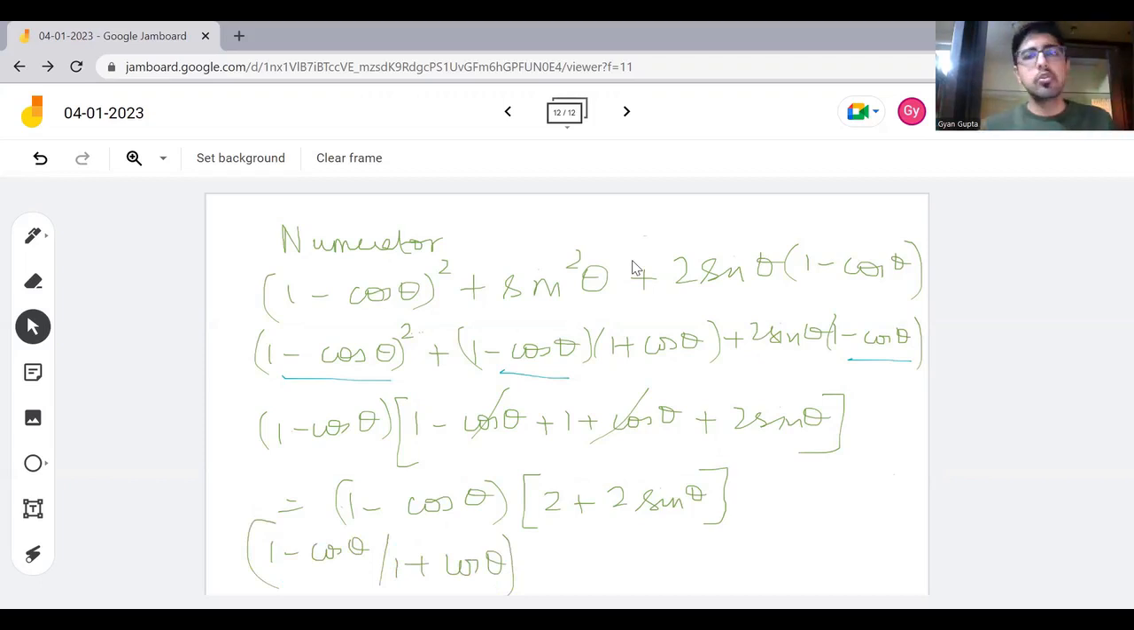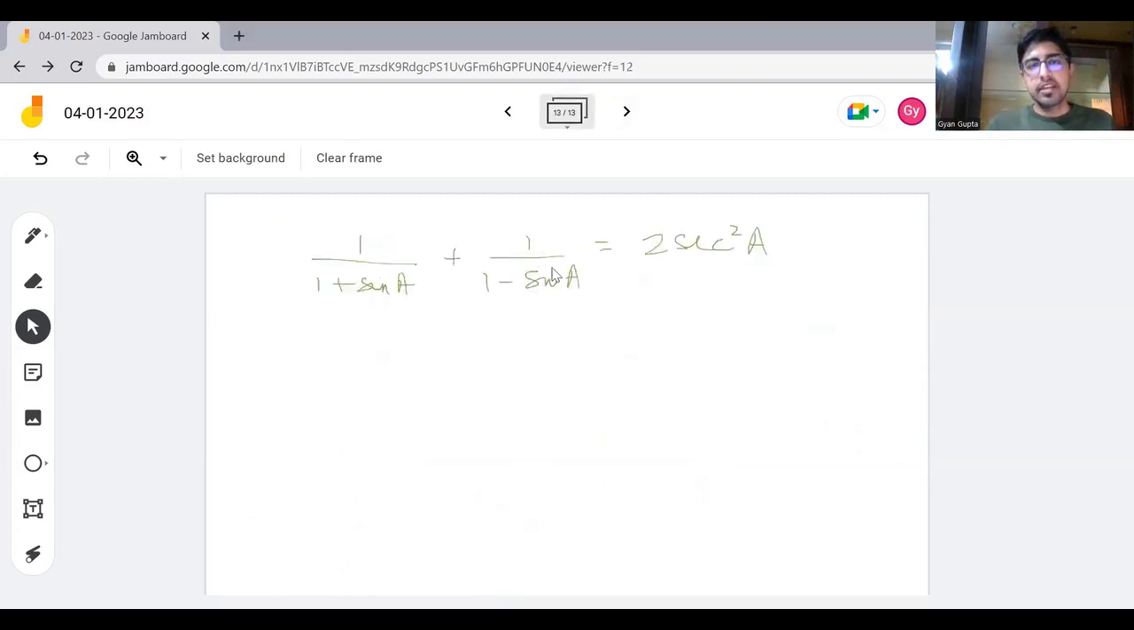Perfect. So I have shown you two problems which use the basic trigonometric identities and also how rationalization of the denominator helps. Now let me show a question wherein rationalization of the denominator is a useful concept. Let's look at this question. 1 by (1 plus sine A) plus 1 by (1 minus sine A) is equal to 2 secant square A.